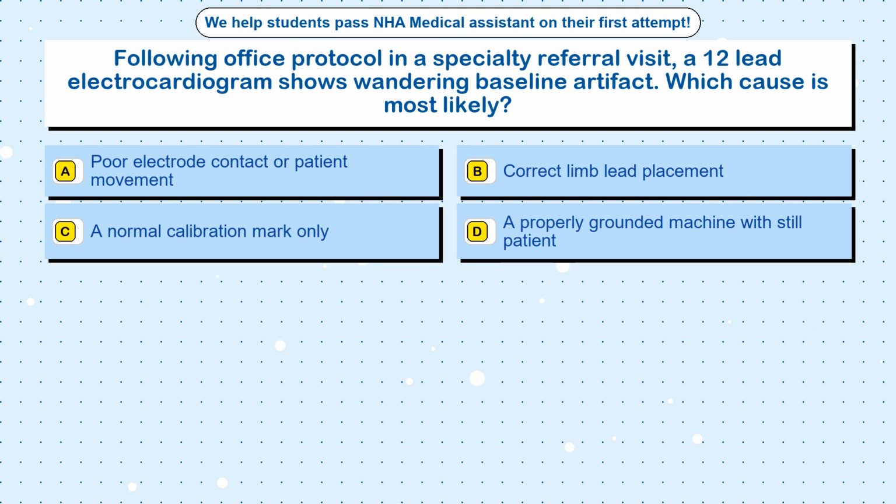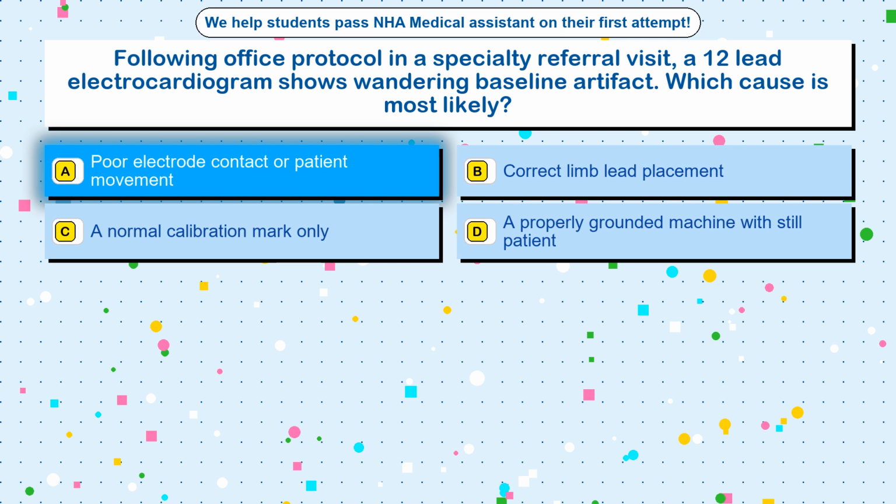Question 77. Following office protocol in a specialty referral visit, a 12-lead electrocardiogram shows wandering baseline artifact. Which cause is most likely? Option A, poor electrode contact or patient movement. Option B, correct limb lead placement. Option C, a normal calibration mark only. Option D, a properly grounded machine with still patient. The correct answer is option A, poor electrode contact or patient movement.